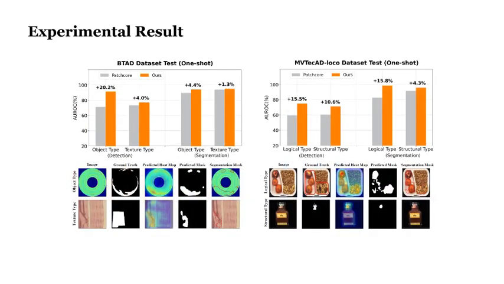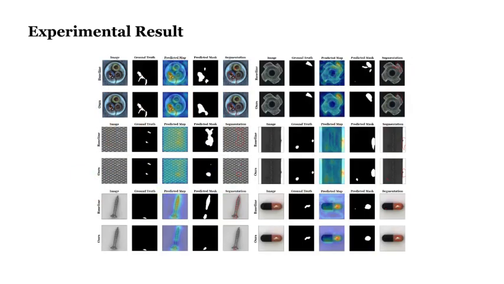We conducted experiments on the BT-AD and MVTec Loco-AD datasets using the PatchCore method in a one-shot setting. Our method significantly improved detection and segmentation performance, especially for object types in BT-AD, and consistently across all cases in MVTec Loco-AD. We can visually confirm that our method is improved over the baseline through the qualitative results of a few classes.